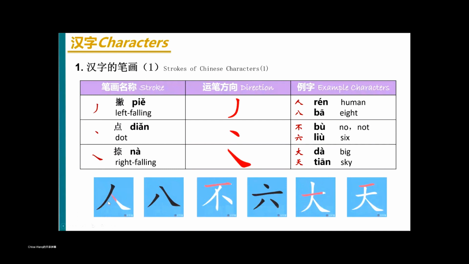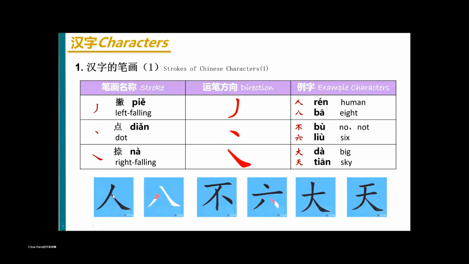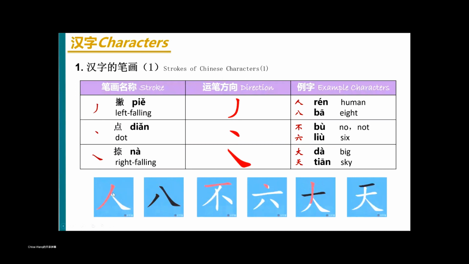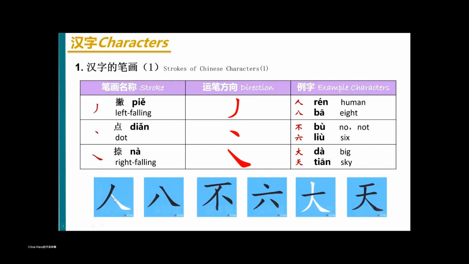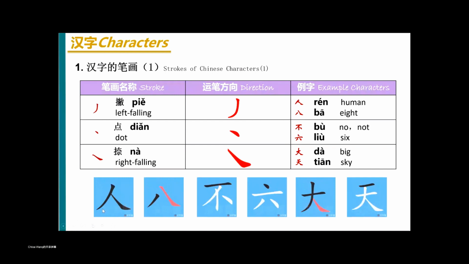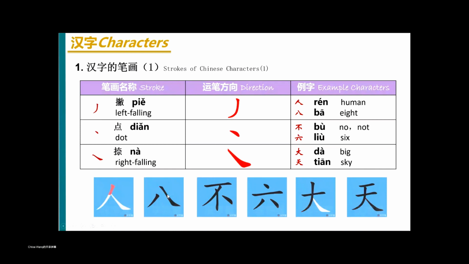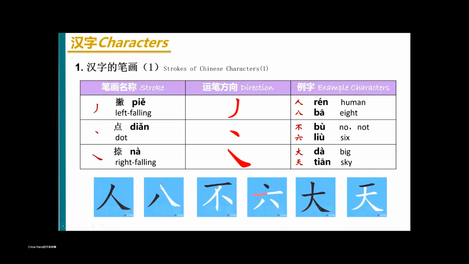So for 人, this 撇 is a little longer than 捺. And these two have a connection here. There's a crossing made by 撇 and 捺. But for number 8, 八, the 撇 is shorter than 捺. And also there's a space between these two strokes. 八.